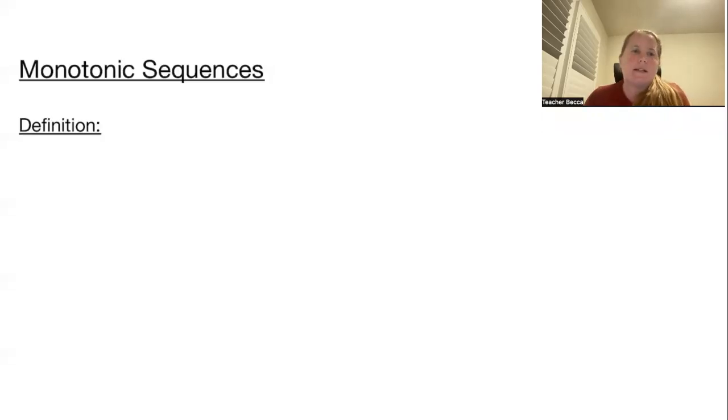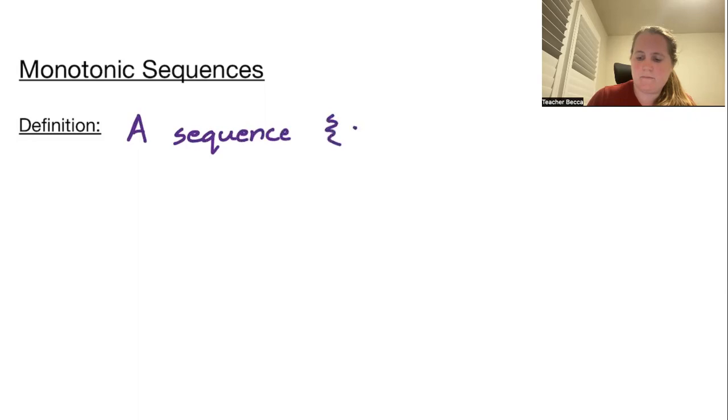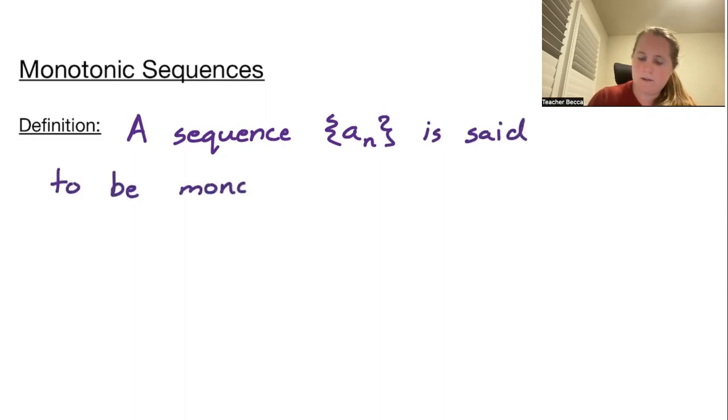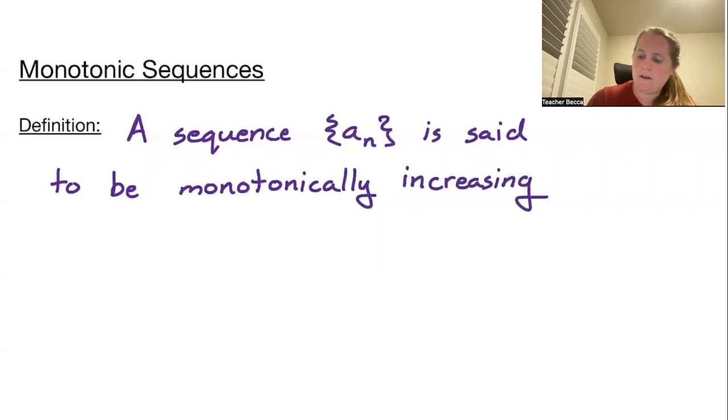Welcome to monotonic sequences. So quick definition, a sequence a sub n is said to be monotonically increasing if the sequence never shrinks.